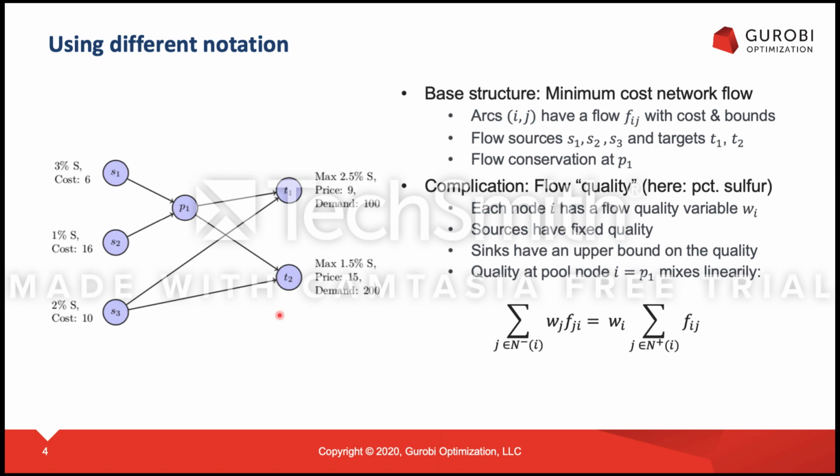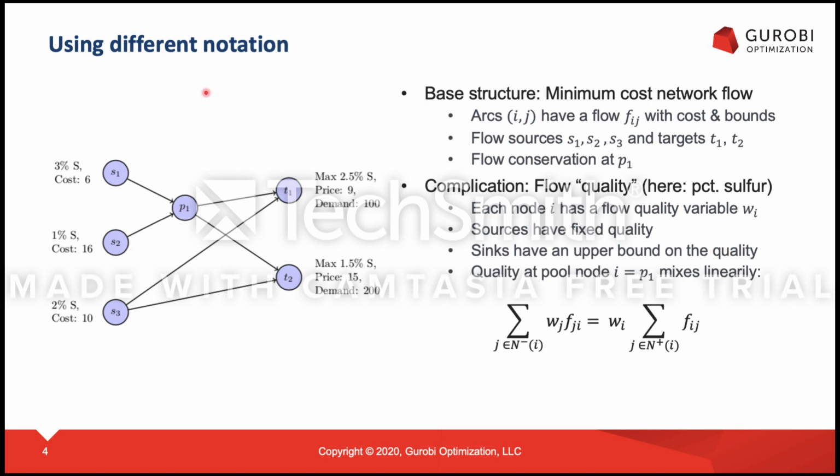And now the complication that enters this problem is that we have to track the quality of the oil, which is, in this case, the percentage of sulfur. And to model this, there will be, for every node in the network, an additional flow quality variable, Wi. And I said it's a variable, but of course, we know that at the sources of the network, the quality is known, 3, 1, and 2%. We also know that at the targets of the network, this quality must not exceed a certain bound. So the sources have fixed quality from the start, the sinks have an upper bound on the quality.